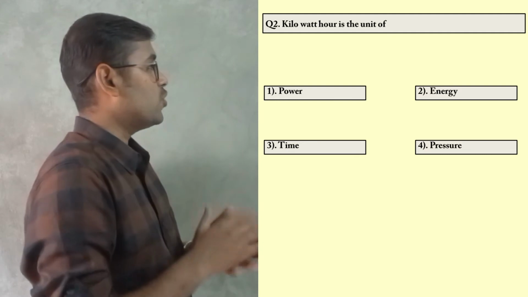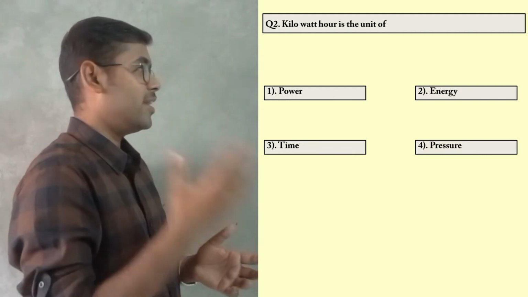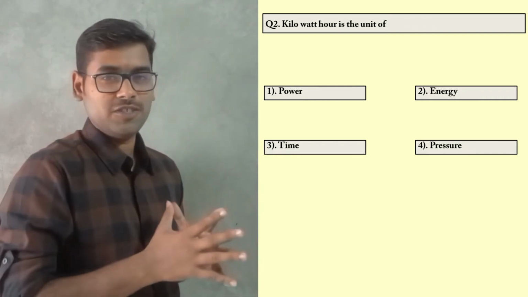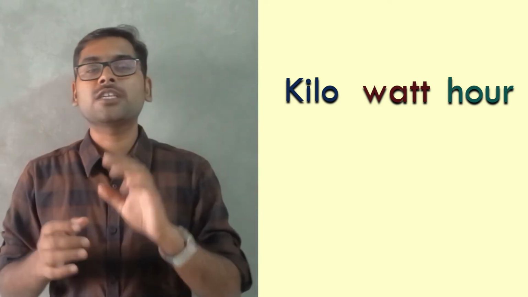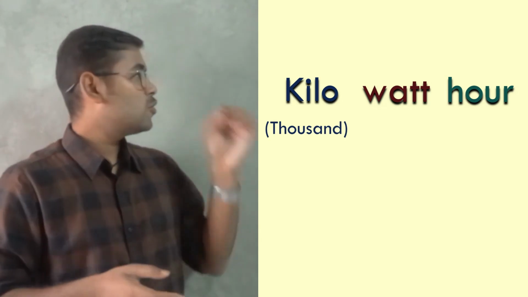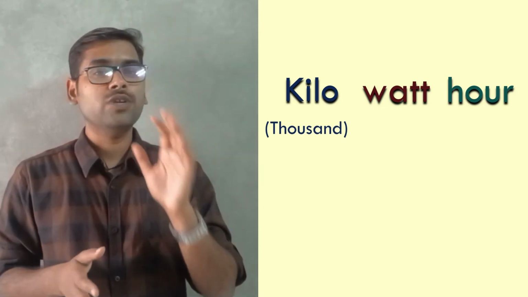Kilowatt hour is the unit of option number 1 power, option number 2 energy, option number 3 time, and option number 4 pressure. Guys, in this term kilowatt hour, kilo here is the prefix given by SI system of units, which simply means 1000. So, kilowatt hour means 1000 watt hour, and it just makes the unit bigger.